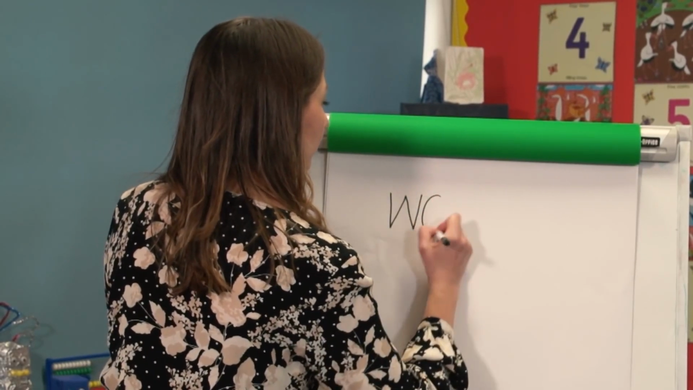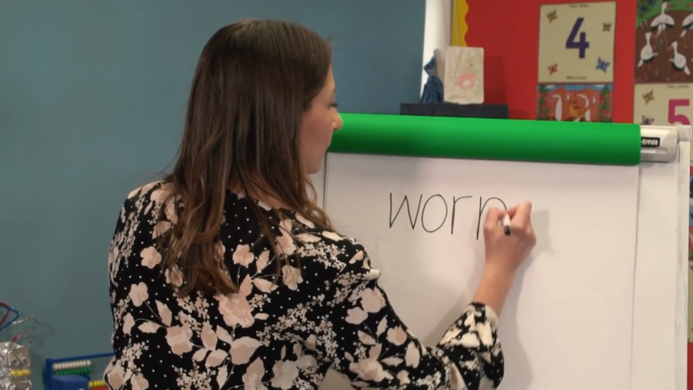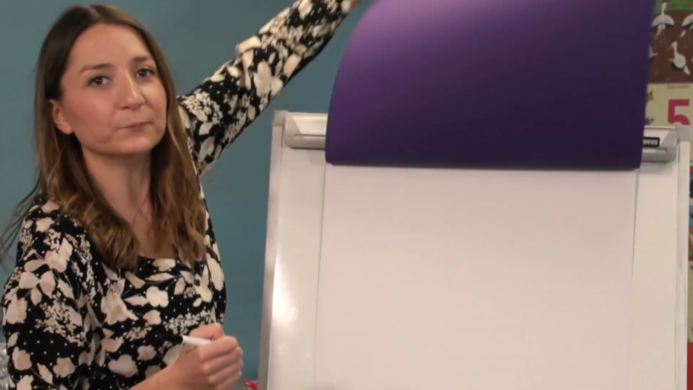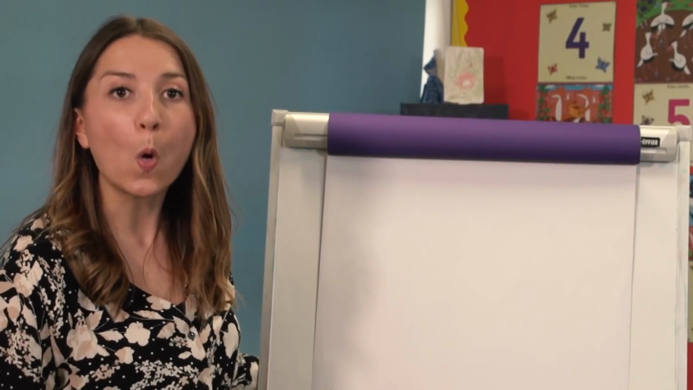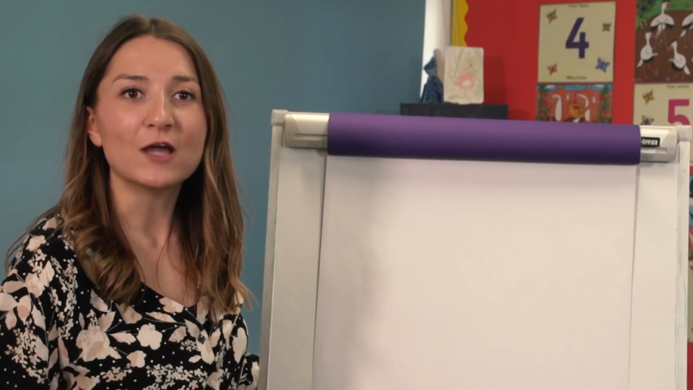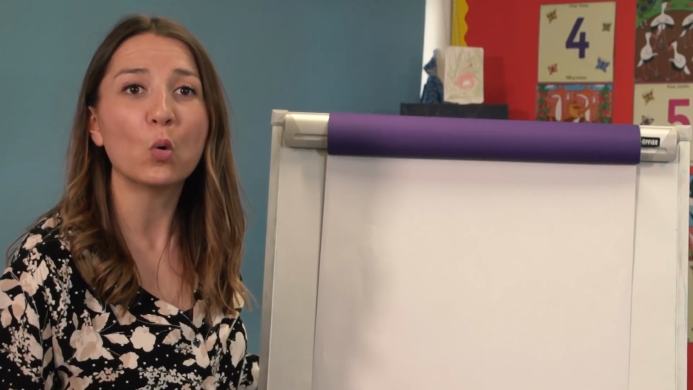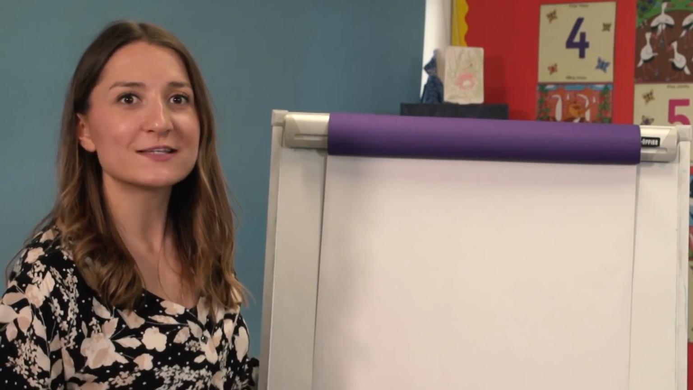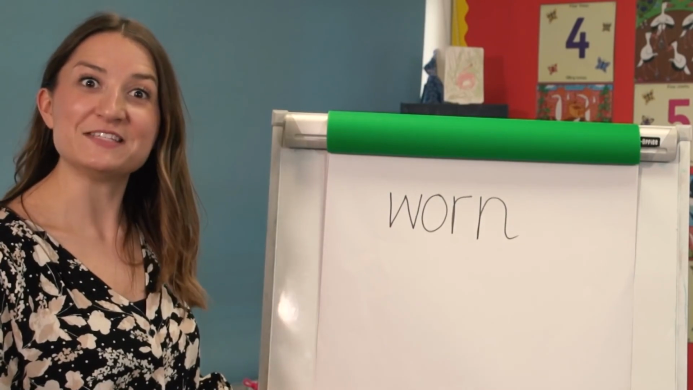W, or, n. Now you have a go. Worn. Write it down. Don't forget the digraph, or. Right, let's check our spelling. Did you get it right?